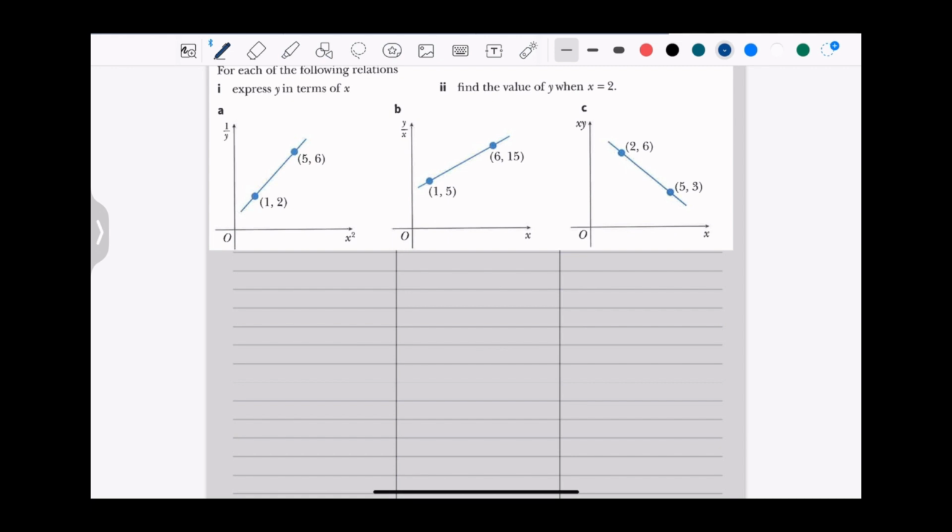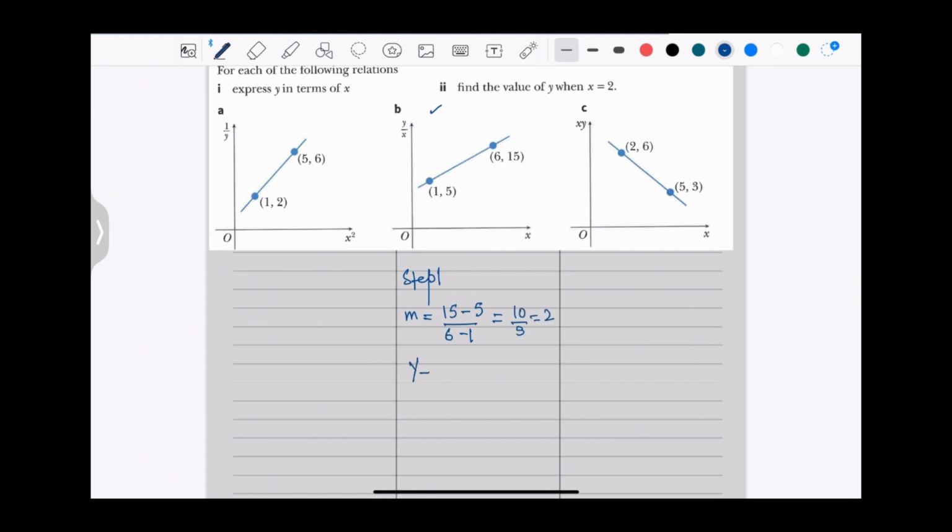So here, let's take a look at this question. The first step is to find the gradient and the equation of a simple line. So m is going to be (15 minus 5) over (6 minus 1), so 10 over 5, which is equal to 2.